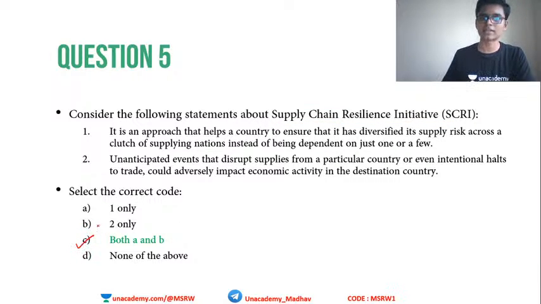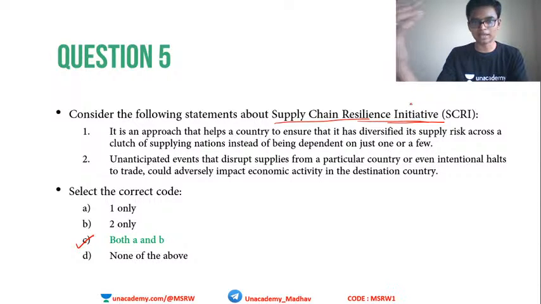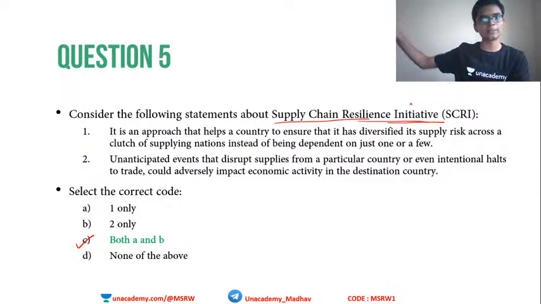Both the given statements are correct. So what is the Supply Chain Resilience Initiative? If we conduct trade with only a particular number of countries, or say only 1 or 2 countries, then what happens? If that country undergoes some issues, then it will directly affect us also. So if India is in trade with the US, and if something happens to the US, then India will also get affected. So it is safe to have a diversified system. Instead of buying something from one particular country, we diversify it to multiple countries so that the risk is reduced. That is the first statement.